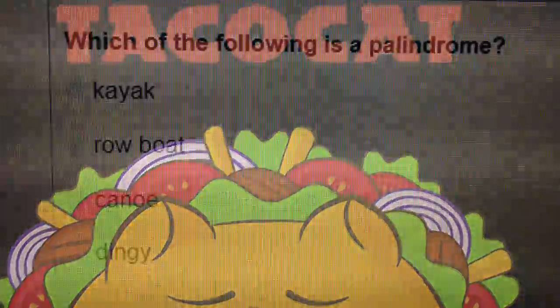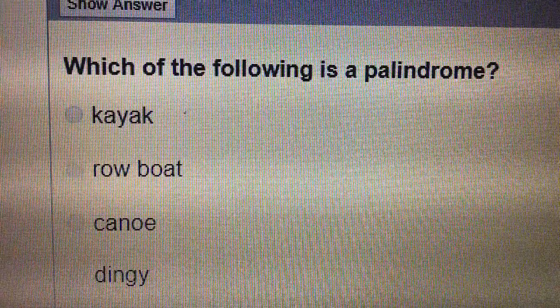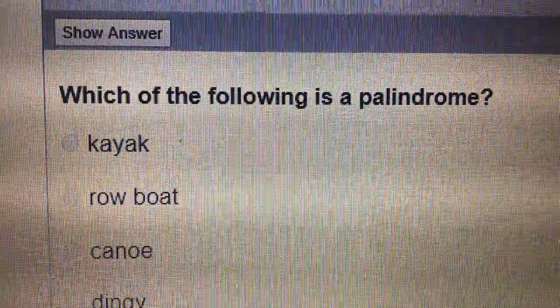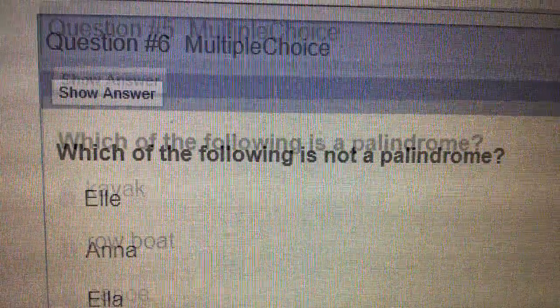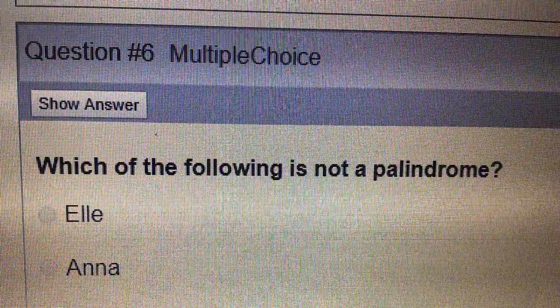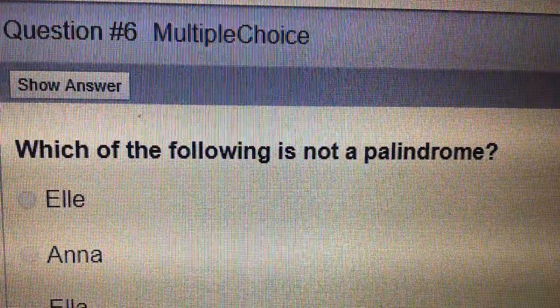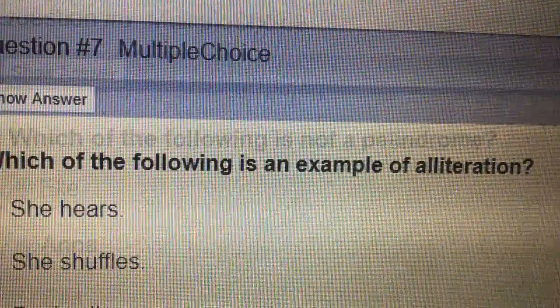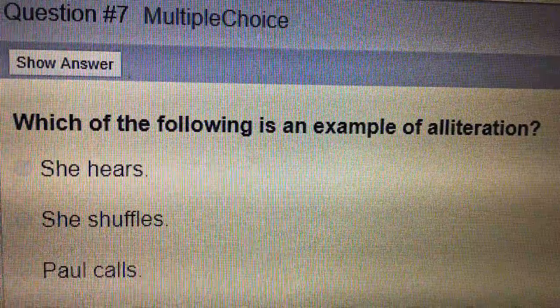Question 5. Which of the following is a palindrome? Kayak, rowboat, canoe, dinghy. Question 6. Which of the following is not a palindrome? Elle, Anna, Ella, Hannah. Which of the following is not?